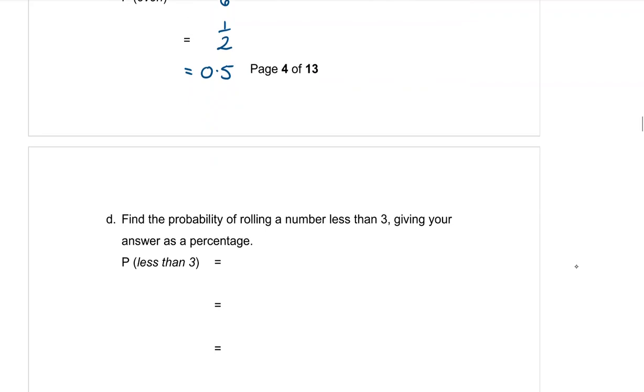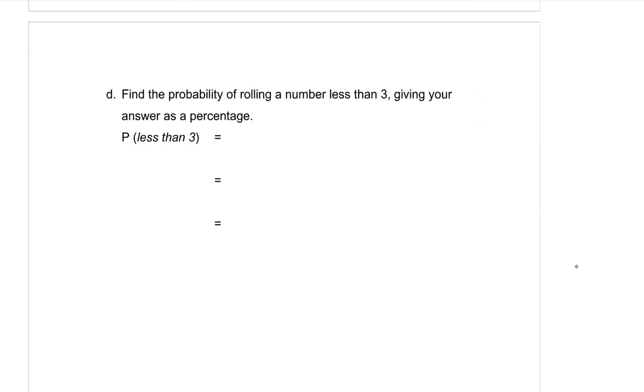Okay, part D. Find the probability of rolling a number less than 3, giving your answer as a percentage.